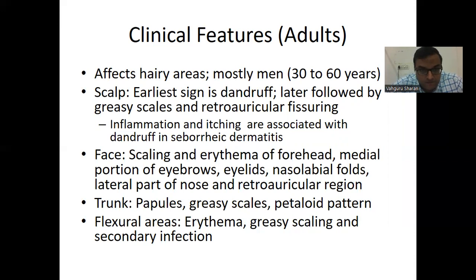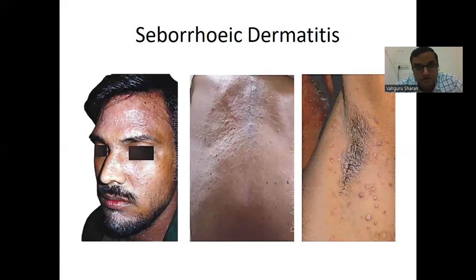and scaling and erythema on the forehead, medial portion of the eyebrows, eyelids, nasolabial folds, lateral part of the nose, and retroauricular area. On the trunk, papules and greasy scales are seen in a petaloid pattern. In the intertriginous area, there is erythema, greasy scaling, and secondary infection. These are the pictures seen. This is the face, the trunk, and the axilla.